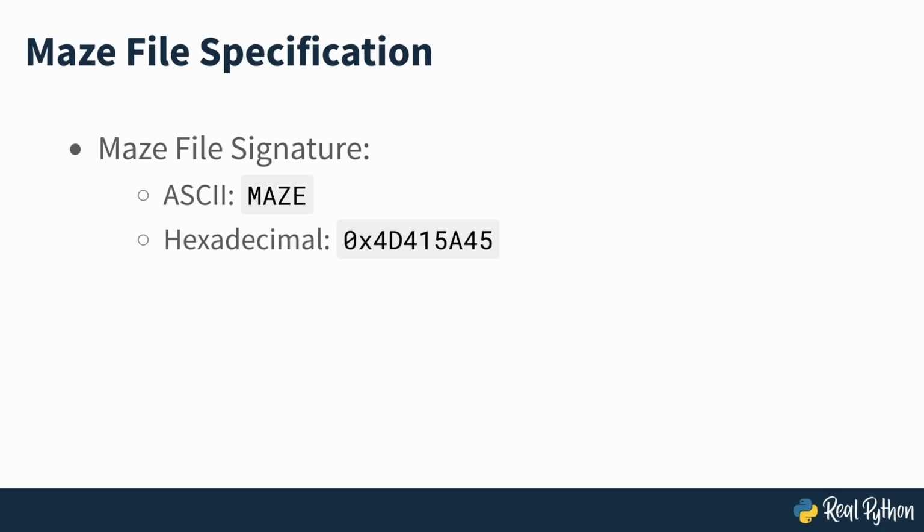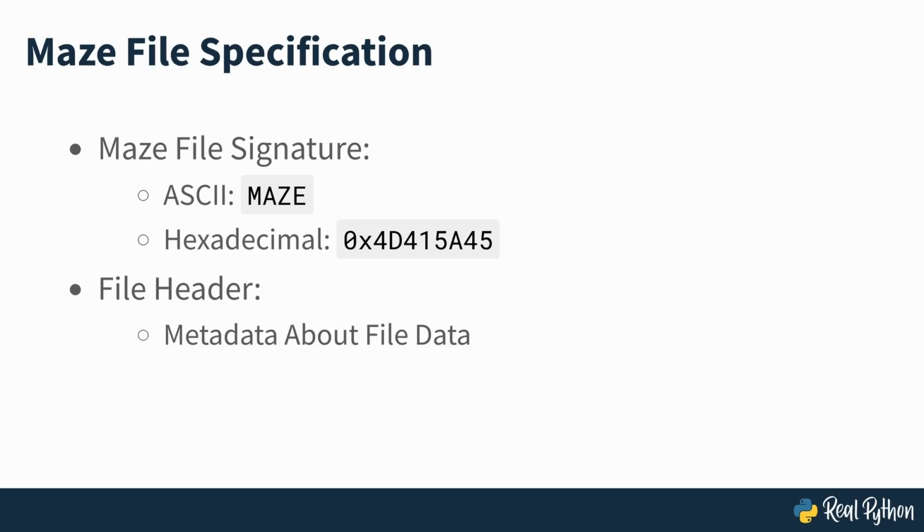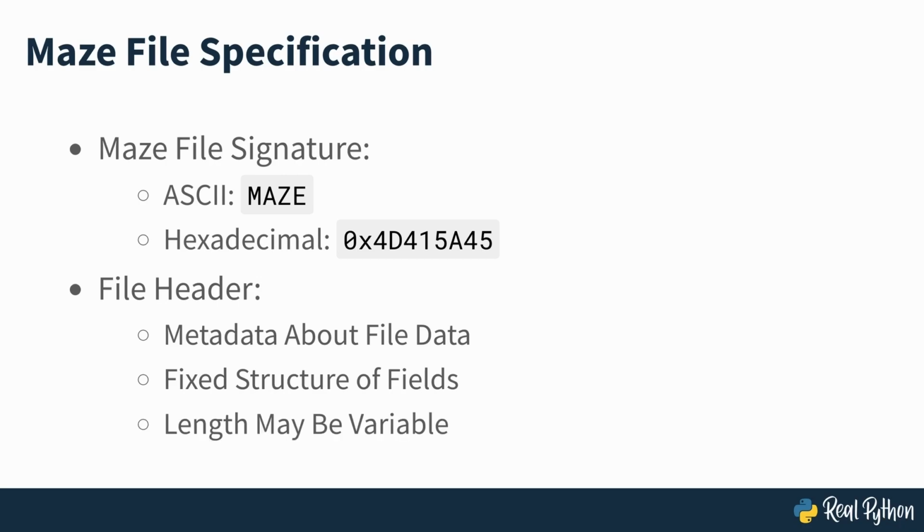You can choose any magic number for your custom maze file format, but in this course you'll use the 4 ASCII characters MAZE in uppercase. Their hexadecimal representation seen on screen looks less coffee-like, but it's just as unique and recognizable. The magic number is usually followed by a file header which provides useful metadata about the actual data in the file. The header has a fixed structure consisting of fields, such as the width of the maze. However, the header may have a variable length, for example due to enemy positions kept in a lookup table or other optional fields.